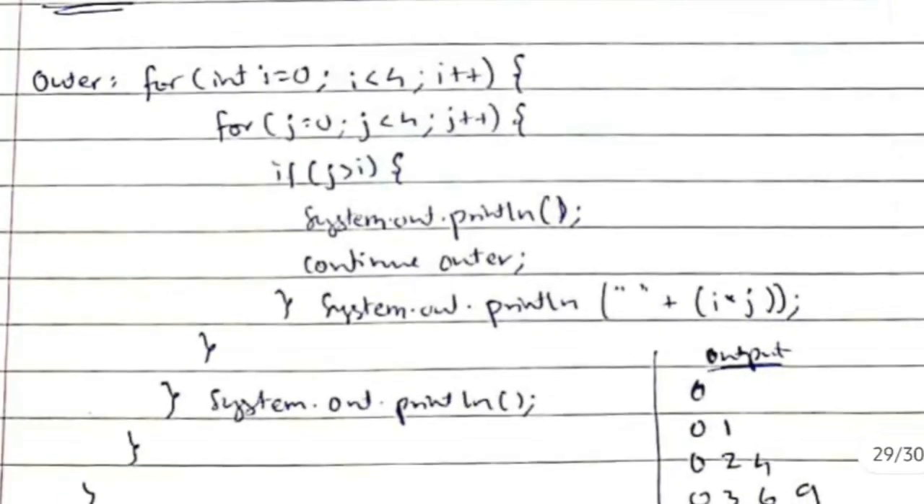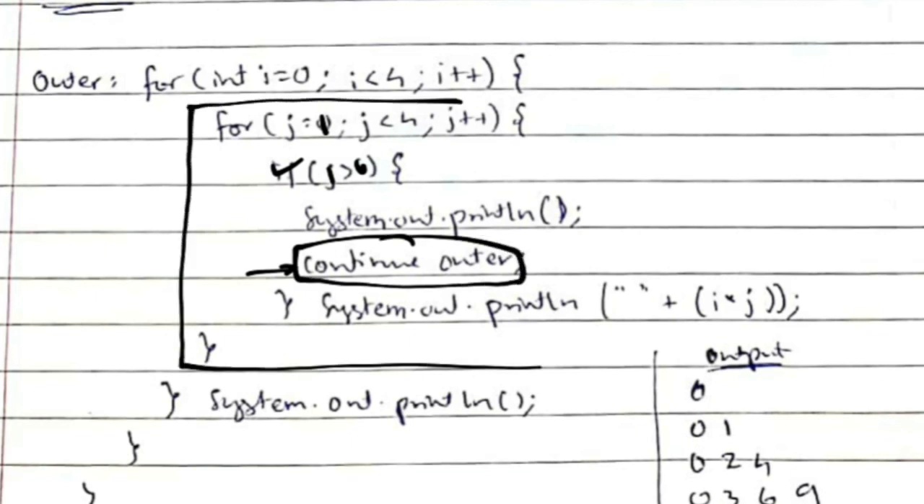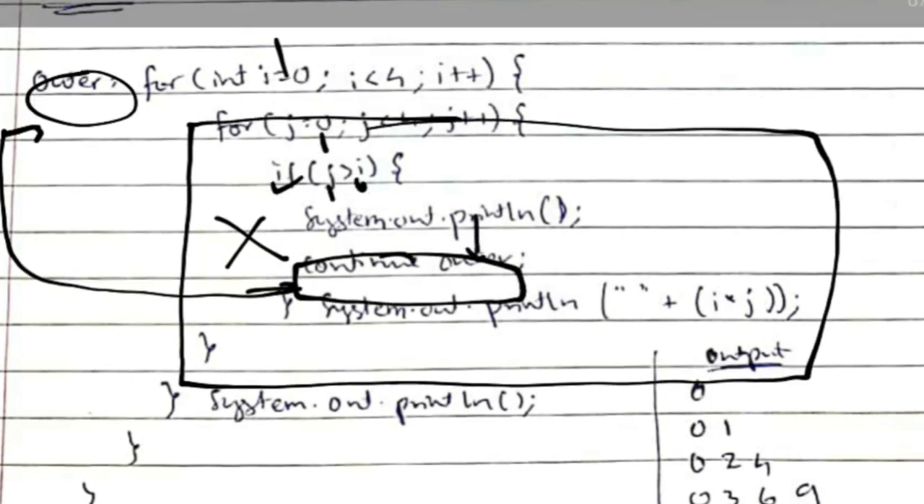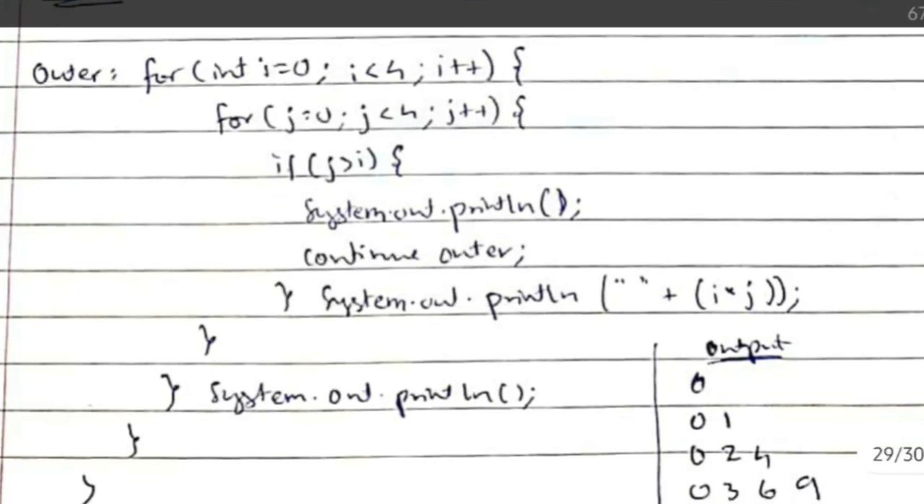Then j's value will be incremented to 1. Then j is greater than i, yes, it's true, and what will be executed? Continue outer. What is continue outer? The whole j loop will be skipped. This is the j loop, this will not be executed, and the program will continue from outer. That's the use of the continue statement. It will not terminate the program, but it will start the iteration from wherever label we mention. So it will start from here, i will become 1, and the same thing will repeat.